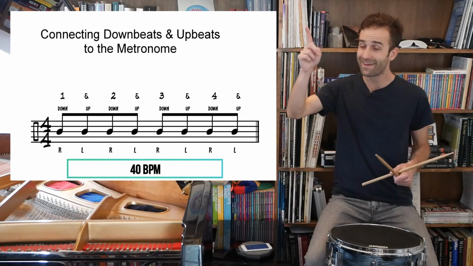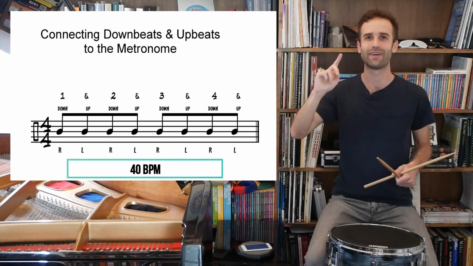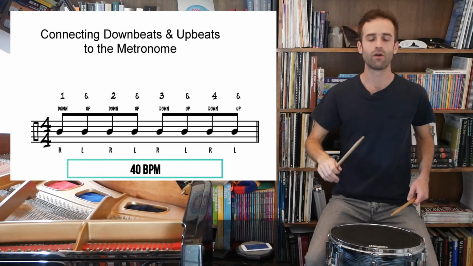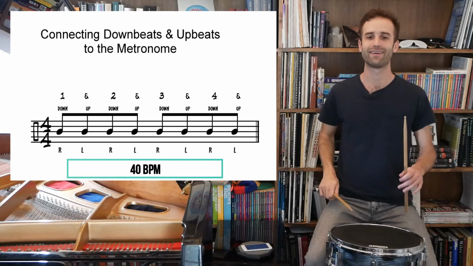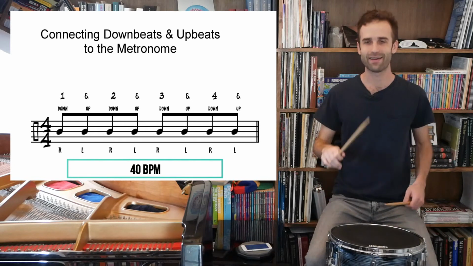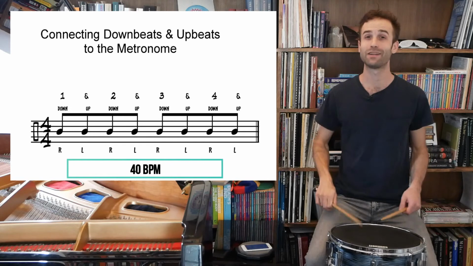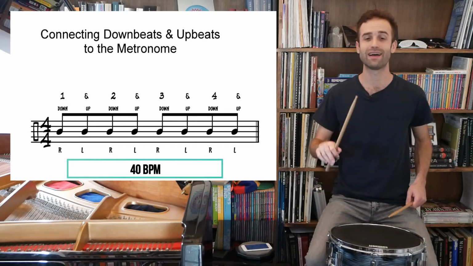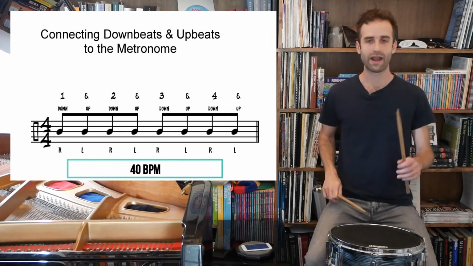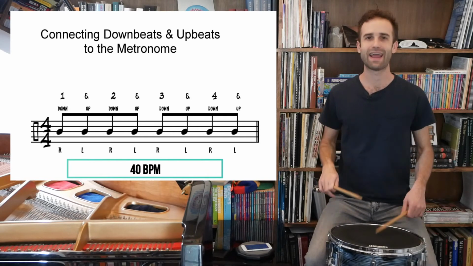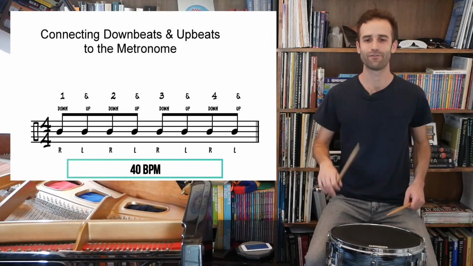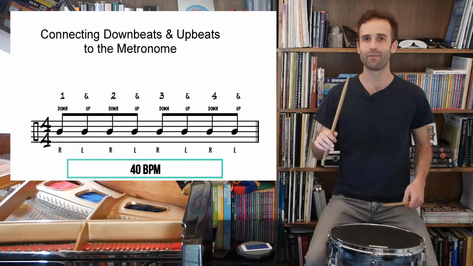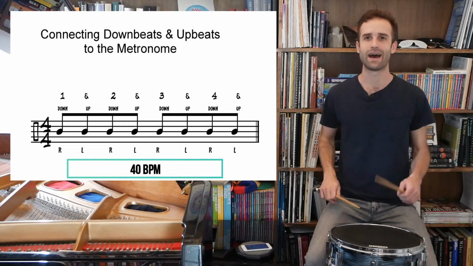1, 2, 3, 4. Let's play along with it. Right, left, right, left, right, left, right, left. Now the metronome is lining up with our left hand instead of the right hand like it was last time. 1 and 2 and 3 and 4 and down, up, down, up, down, up, down, up.